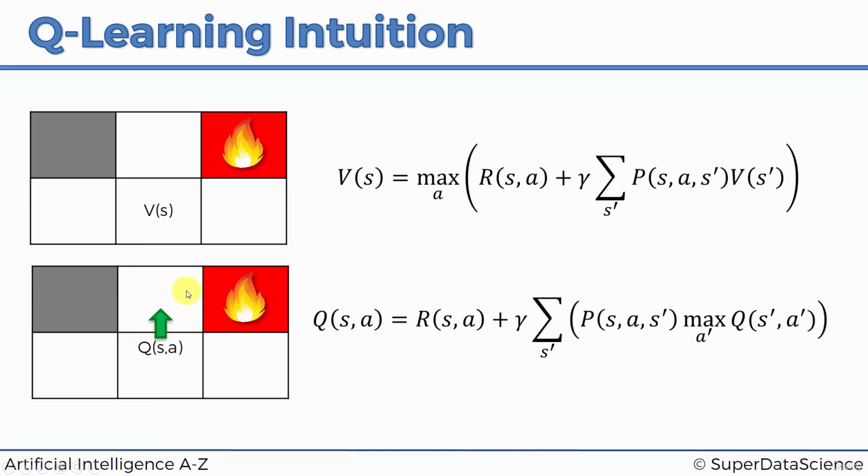But I don't know if I'm going to get there. So I need to also look at that state. And that's why we have this expected value over here. So we have this sum, probability times the maximum, and that's our expected value. So very similar formula, as you can see, but this time we're expressing things through the Q values.